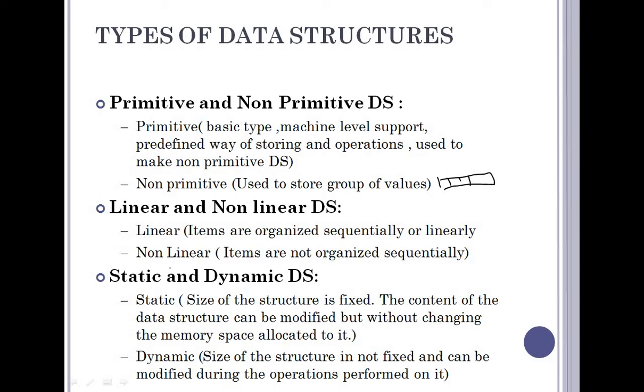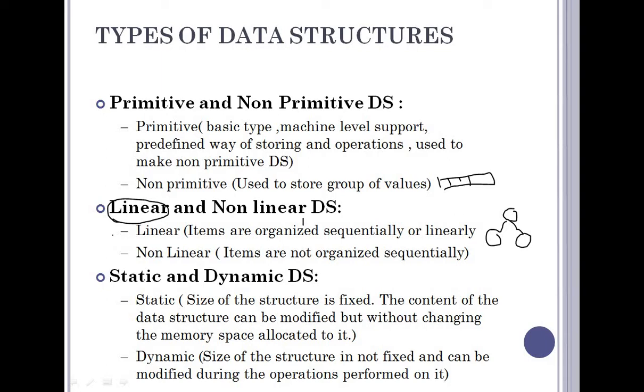So the next category is linear and the non-linear data structure. The linear data structure is where data is organized sequentially or linearly. So for example, array, linked list, these all are examples of the linear data structure. Non-linear data structure means the data structure where data is not organized sequentially. So maybe in the form of trees, where data is organized in a hierarchical fashion. So the level of the data in the linear one is level 1, but in the non-linear, it is multi-level. The data is organized in multiple levels.